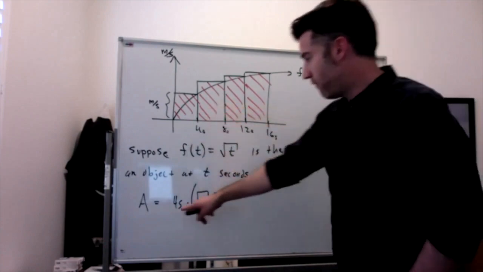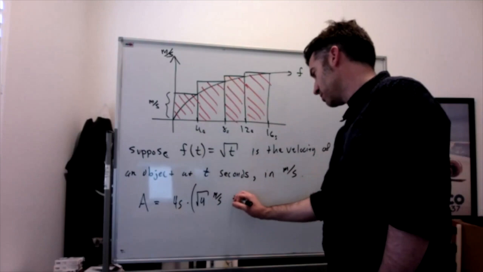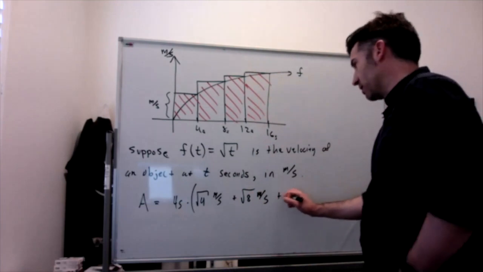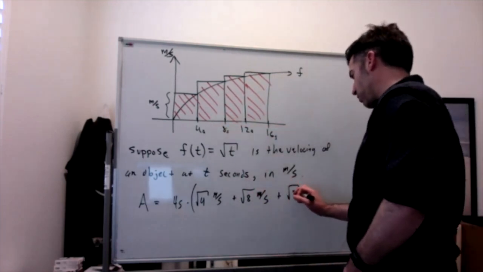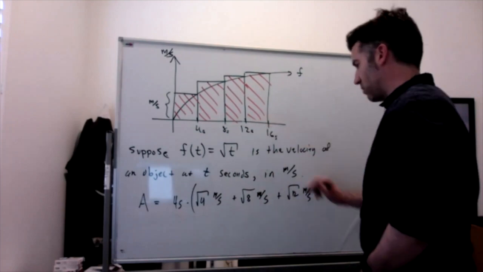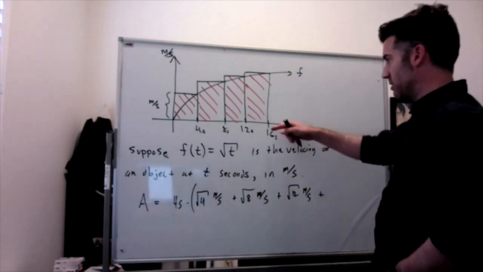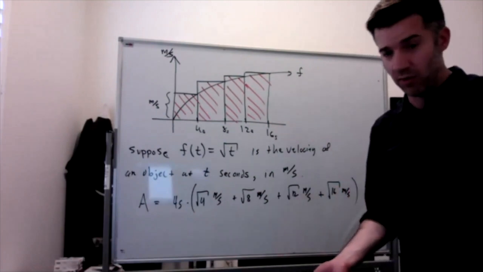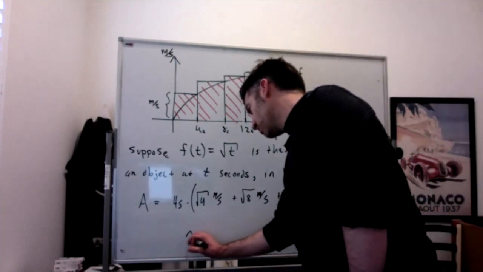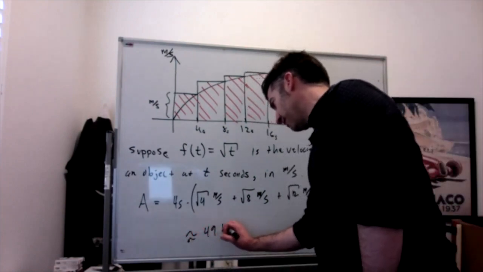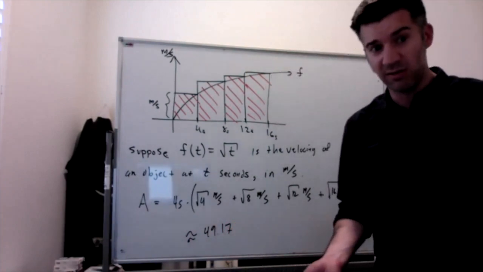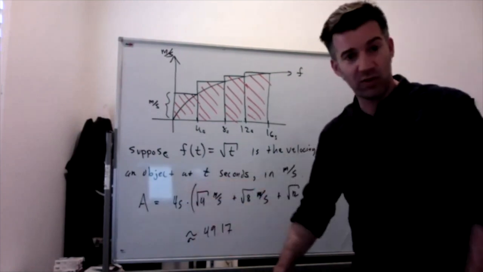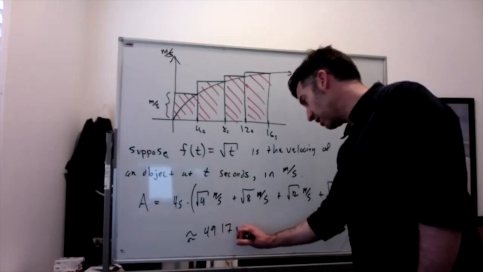So the next one would be 4 seconds times the height, which is the square root of 8 meters per second. For the next area, the base is 4 seconds and the height is the square root of 12 meters per second. And for the last one, the base is 4 seconds and the height is the square root of 16 meters per second. It's literally the same calculation we did before. We end up getting approximately 49.17, but now there are units involved. This is 12 point something meters per second times 4 seconds, which gives us 49.17 meters.